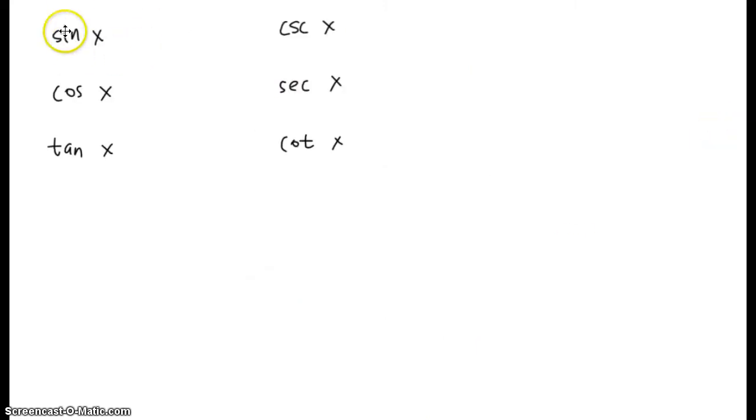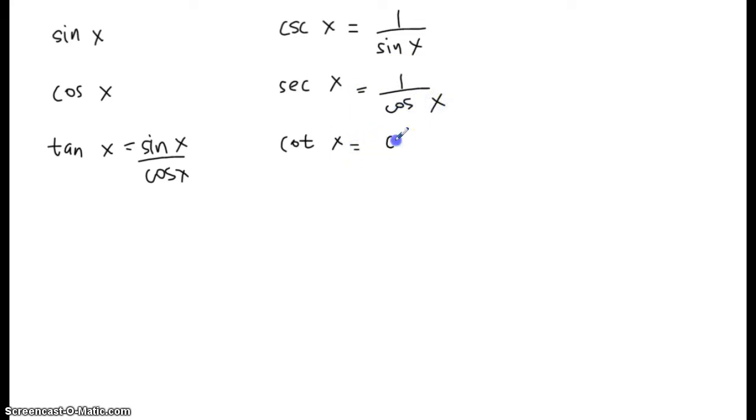Okay, now moving on. So we've just done sine x. These are all our trig functions, the 6 main trig functions: sine x, cosine x, tangent x, cosecant x, secant x, and cotangent x. As a review, tangent x is sine x over cosine x. Cosecant x is 1 over sine x. Secant x is 1 over cosine x. Cotangent x is cosine x over sine x.